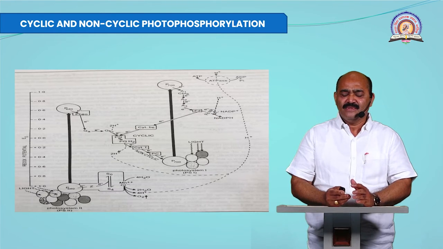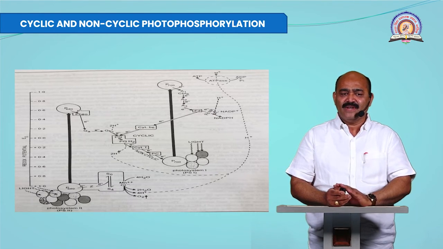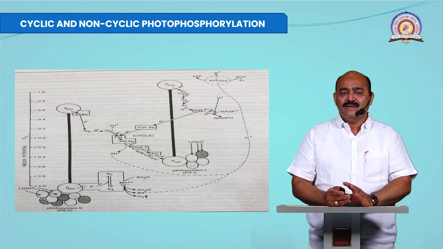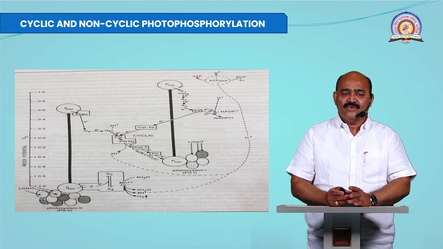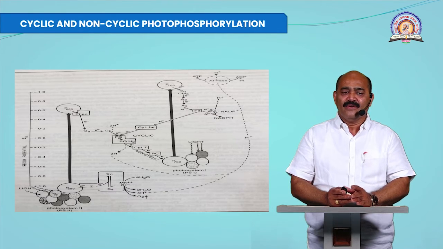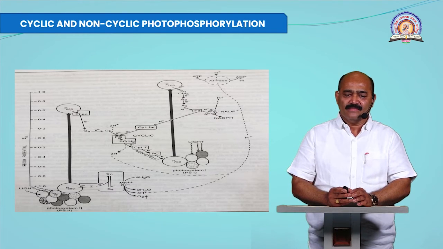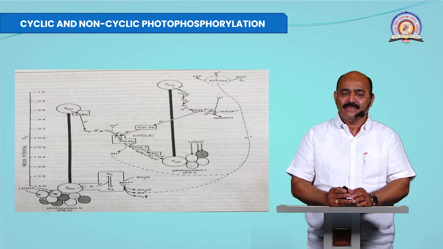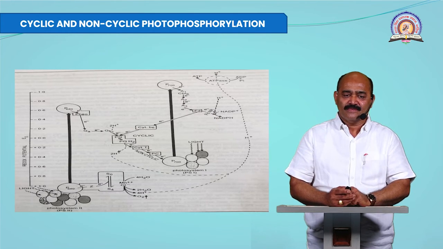Now what happens? Side by side, one electron is excited and it moves towards the pheophytin. Side by side, photooxidation, that means breakdown of water molecules, occurs during the process of non-cyclic photophosphorylation. Now, two water molecules are broken down, forming protons and electrons and releasing oxygen. Some amount of electrons are formed during the breakdown of the water molecule.